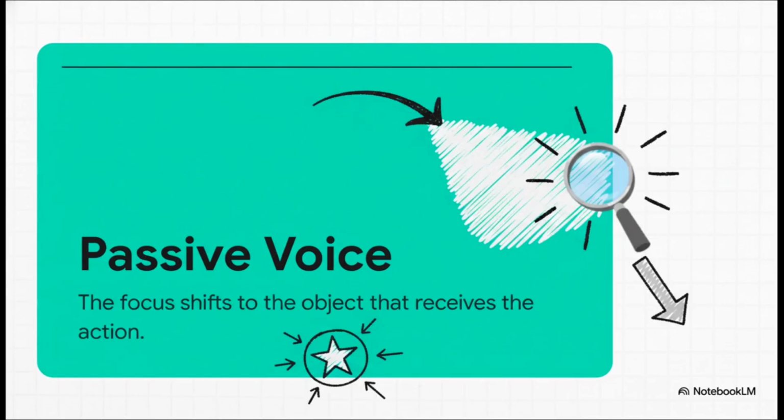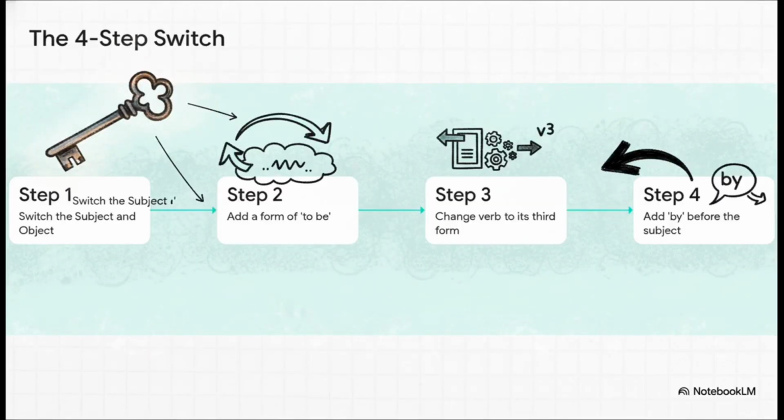Now, let's flip it or look at the passive voice. All we're really doing here is shifting the focus. The spotlight moves away from the person doing the action and shines right on the thing that's receiving it. The object gets to be the star of the sentence for a change. And you know what the best part is? There's a super simple, kind of mechanical process to make this switch happen perfectly every single time. And here it is, the secret sauce, the 4-step switch. This is literally the key that unlocks the whole thing.